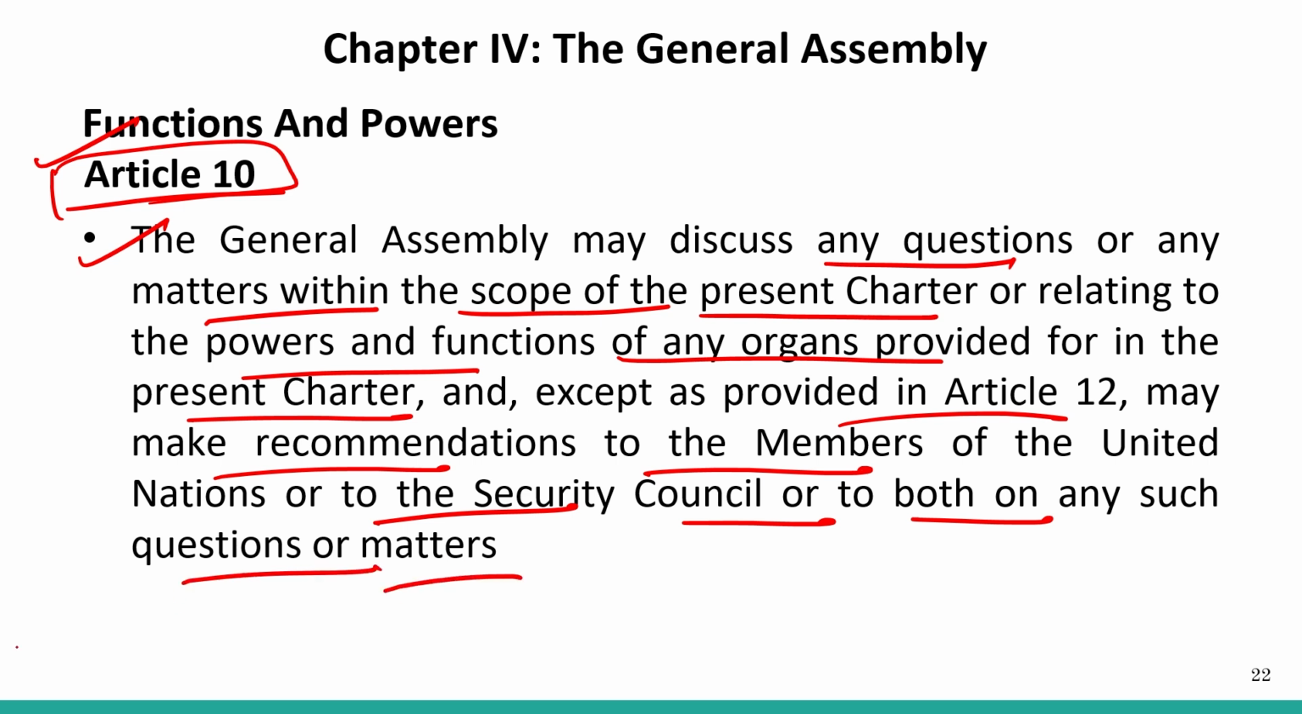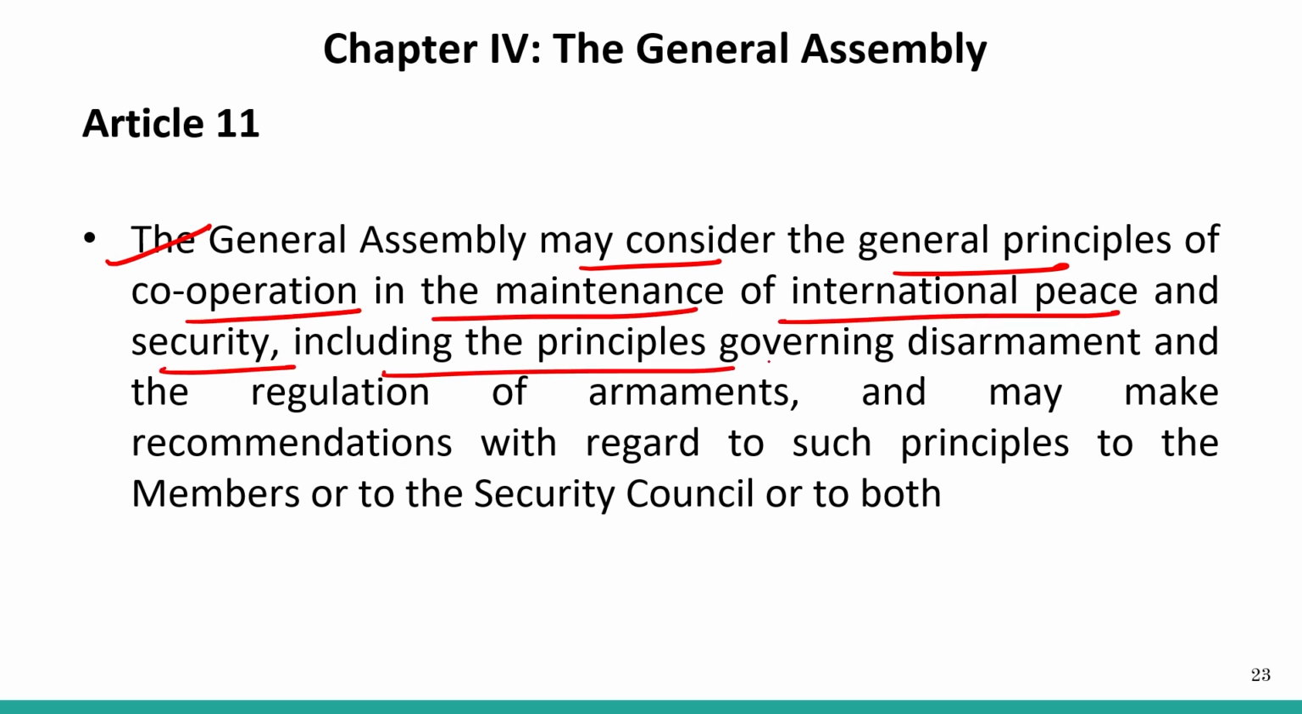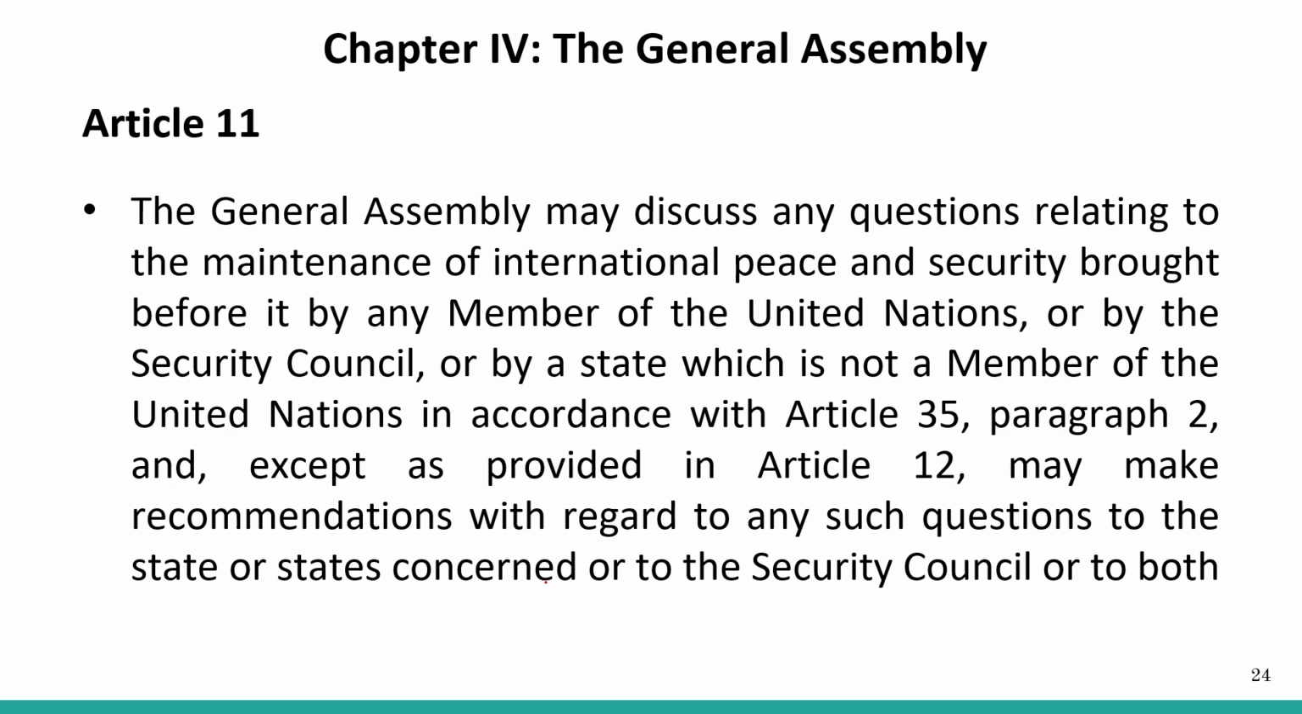So it is the duty of the General Assembly to provide a specific threshold as to how the functioning of the United Nations will take place. Now, Article 11 talks about that the General Assembly may consider the general principles of cooperation in the maintenance of international peace and security, including the principle governing disarmament and the regulation of armaments, and may make recommendation with regards to such principles to the members or to the Security Council or to both. Understood? This is what Article 11 is talking about.